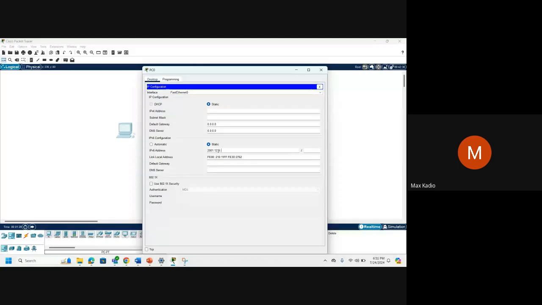And if in the question paper we ask you to add 2001:1234:1234/64, this is how we add manually IPv6 to a device.